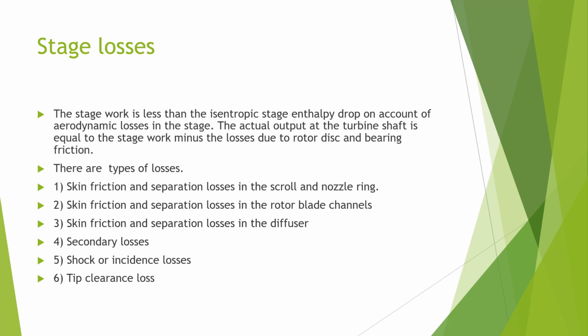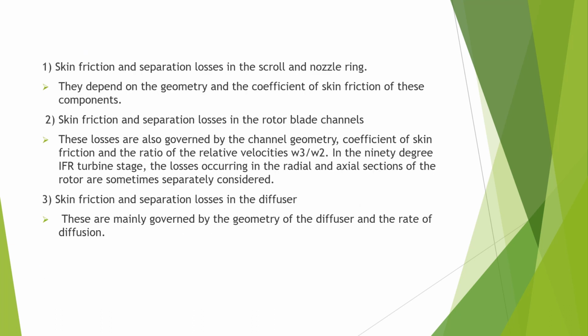The first is skin friction and separation losses in the scroll and nozzle ring. The second one is skin friction and separation losses in the rotor blade channels. The third one is skin friction and separation losses in the diffuser. The fourth one is secondary losses. The fifth one is shock or incidence losses, and the last one is tip clearance loss.